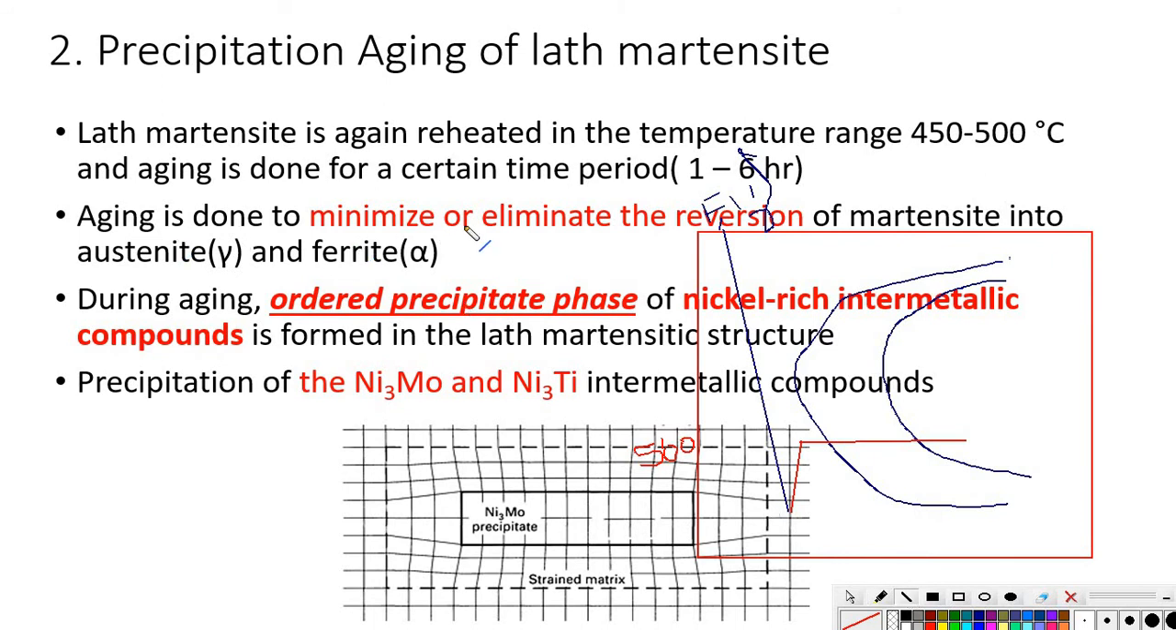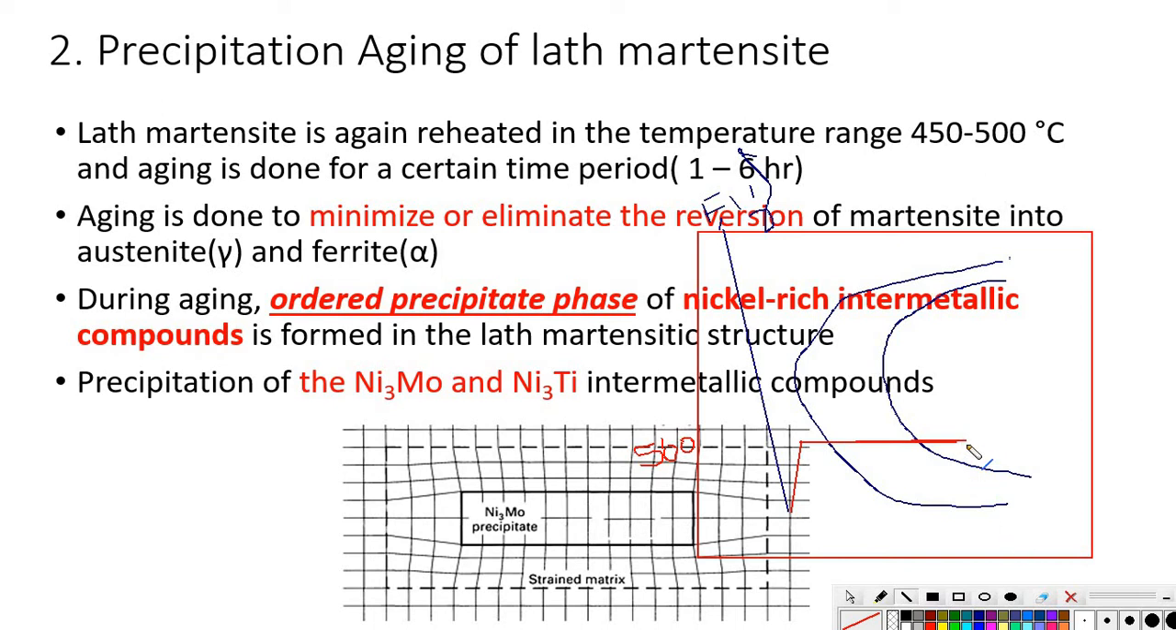Okay, so by the aging, this minimizes or eliminates the reversion of the martensite into austenite. So this martensite will not reverse into austenite by the diffusion process. Okay, so that is the importance of the aging process. So during the aging, nickel-rich intermetallic compounds precipitate. We already discussed there are two intermetallic compounds that will be formed, and these intermetallic compounds precipitate in the primary phase during this aging process.